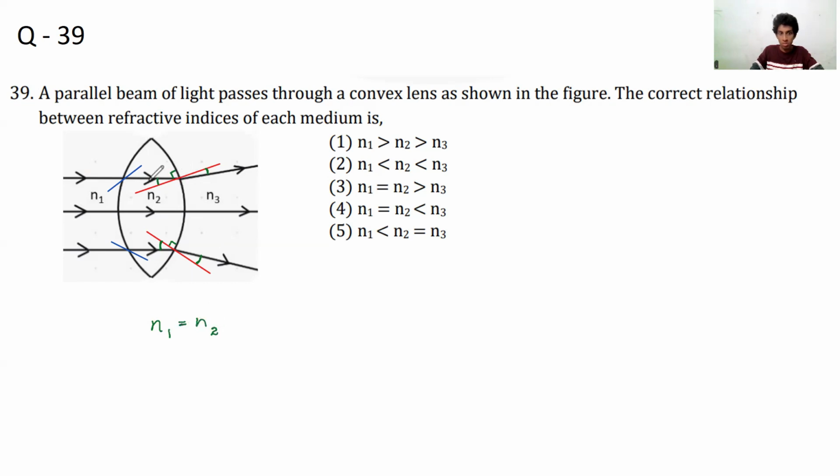Then what happens when the light enters from the second medium to the third medium? We can draw a normal to the point of incidence like this. Then we can see the light ray has bent towards the normal. That means the third medium is denser than the second medium. Therefore, N3 is greater than N2. That means N1 and N2 are equal and N3 is greater than N1 and N2. So the correct answer is the fourth.